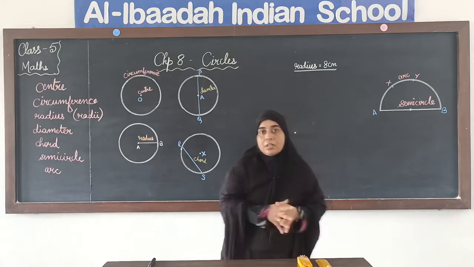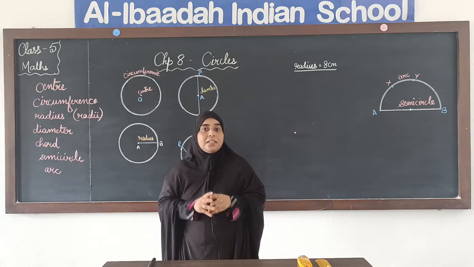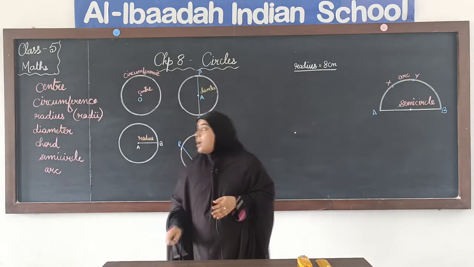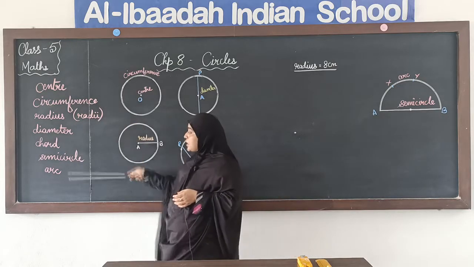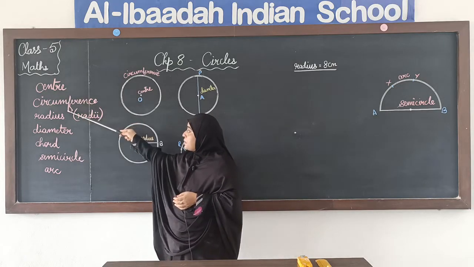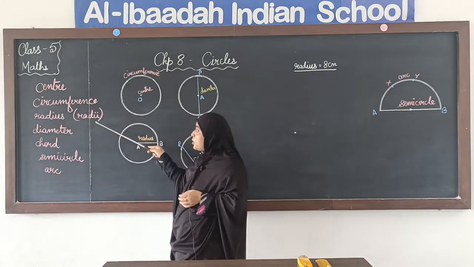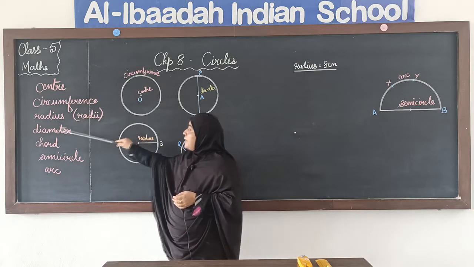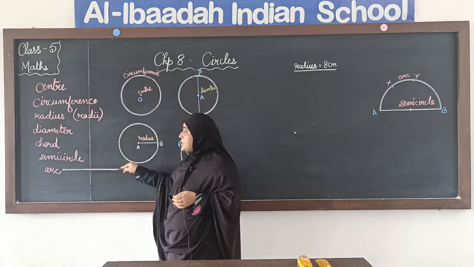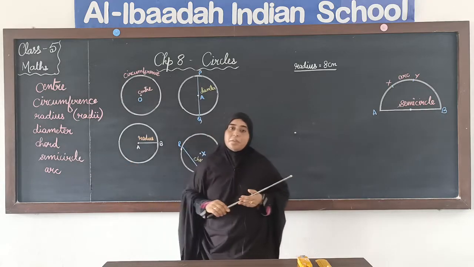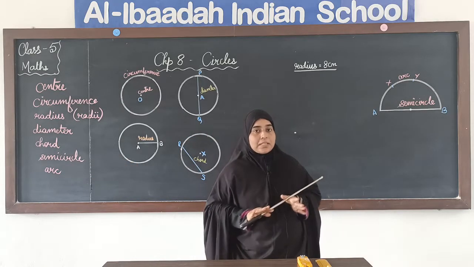So before we go into the constructions, we will see the different parts of the circle. I have listed the parts that we are going to discuss today: center, circumference, radius, the plural of radius is radii, diameter, chord, semicircle and arc. These are some of the parts of the circle that we are going to discuss today.